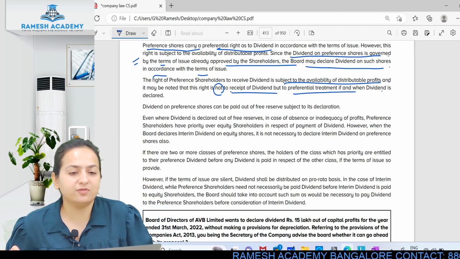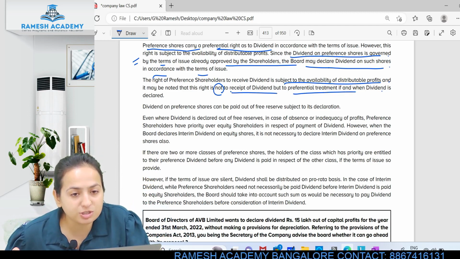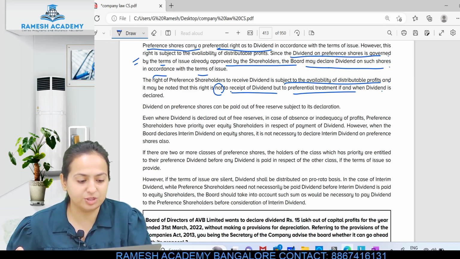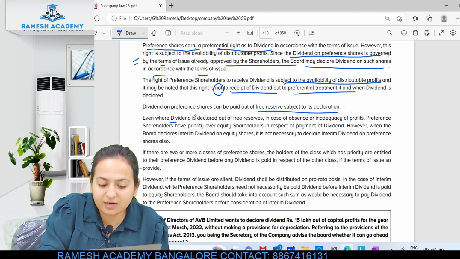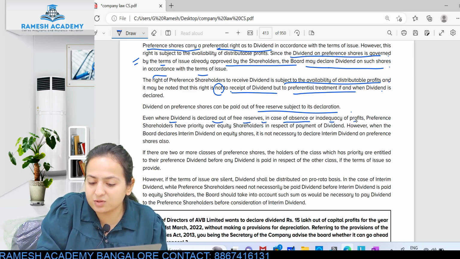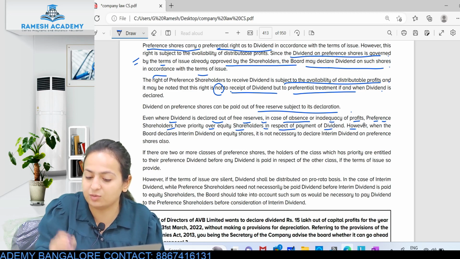So what is the preferential treatment? You have to consider your distributable profits in case of the dividend when you are paying to the preference shareholders. Dividend can be paid out of the free reserves, even where the company has declared dividend out of free reserves. In the absence of any inadequacy, the preference shareholders have their rights over the equity shareholders.